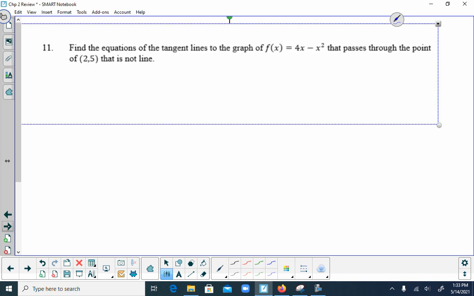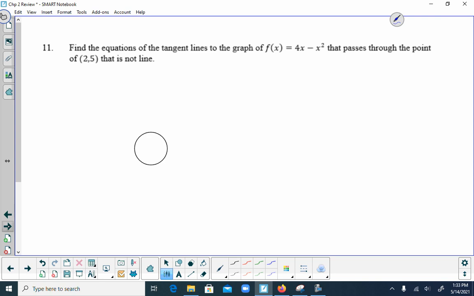Number 11, find the equations of the tangent lines to the graph of f of x equals 4x minus x squared that pass through the point (2, 5). That is not on the line, the graph, it should say the graph, because that is a parabola. So I'm just going to sketch what I think is going on. I have a parabola that opens down. I have this point up here. Let's call this point (2, 5).